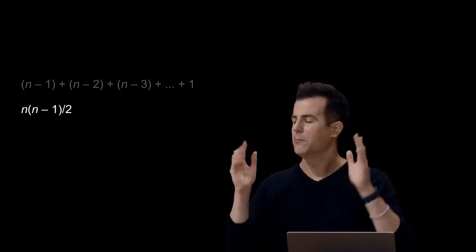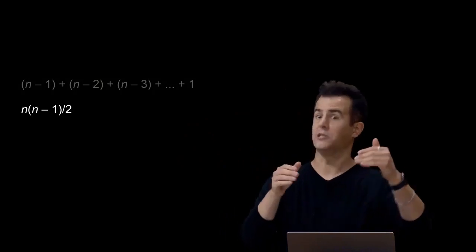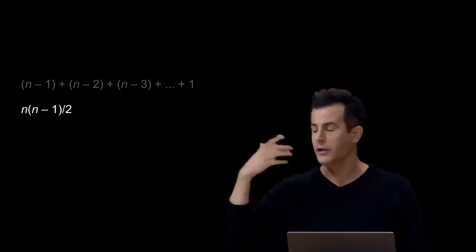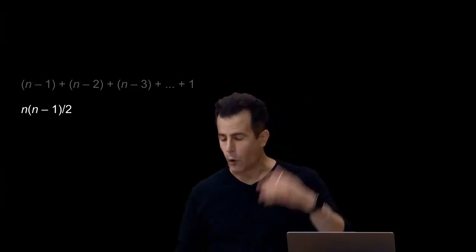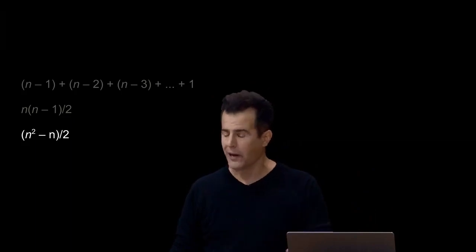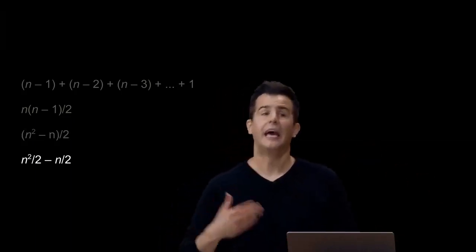Just commit to memory that anytime you add up this kind of series, something plus something slightly smaller plus something slightly smaller, each of which differs by 1, you're going to get this formula, n times n minus 1 over 2. If we multiply that out, that's really n squared minus n, all divided by 2. If we keep multiplying it out, that's n squared divided by 2 minus n over 2.